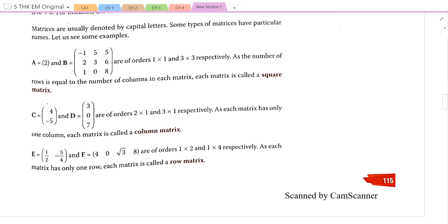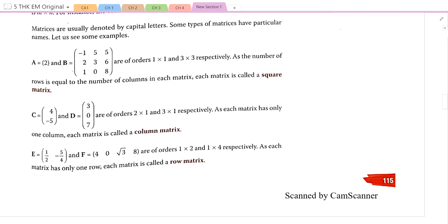Next thing, I've got this one, matrix C and matrix D. What is the similarity between C and D? They both have one column, yes. What is the order for matrix D? 1 by 3. 1 by 3 or 3 by 1? There's a difference. 3 by 1.